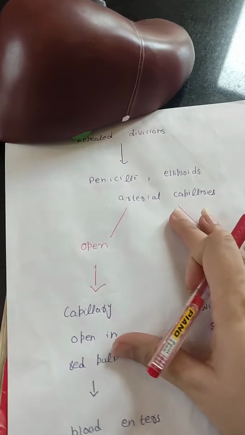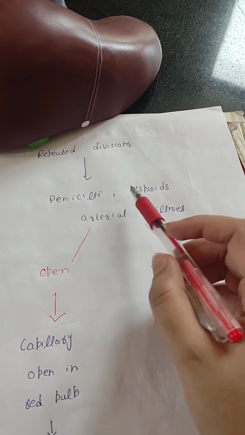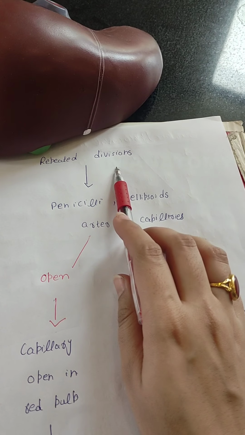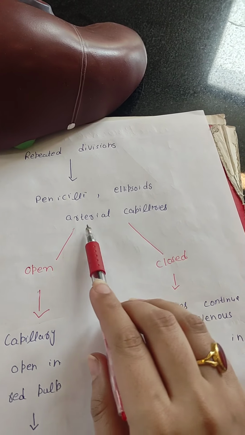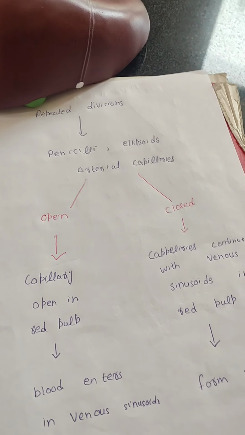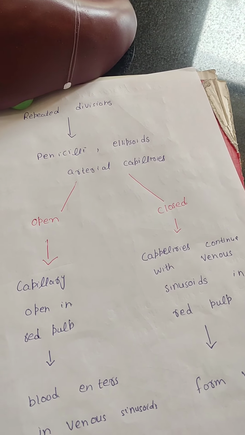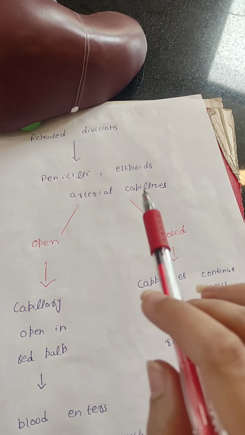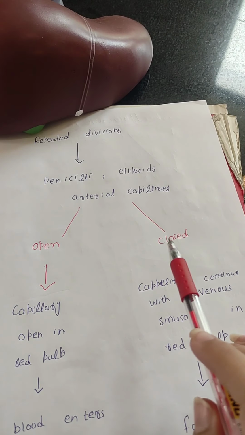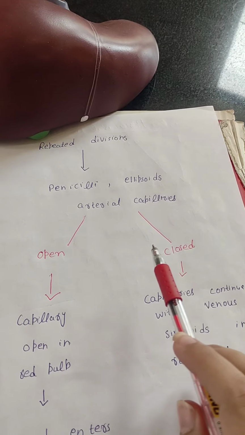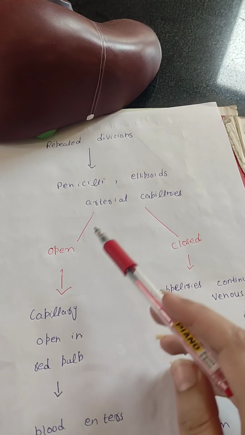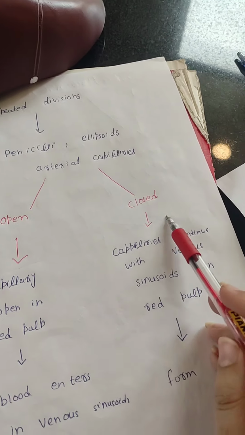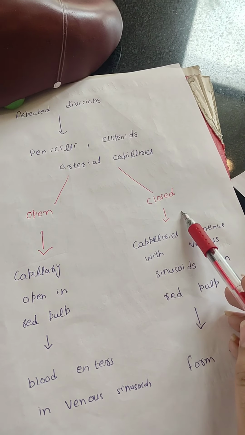Now these 5 to 6 branches will further repeat their divisions, and then they will divide into penicilli, ellipsoids and arterial capillaries. These further divisions are known as the penicilli, ellipsoids and capillaries. Now these will follow either the open theory or the closed theory.